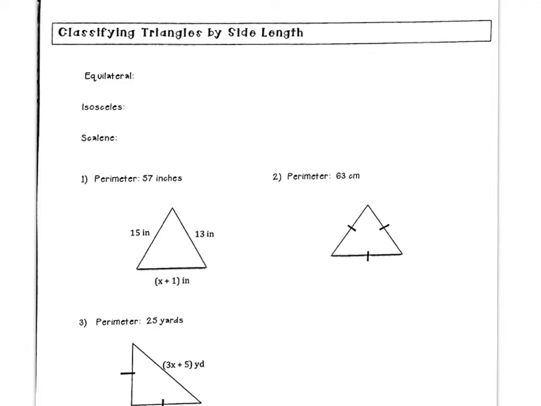Alright, hello again. Now we're going to be classifying triangles again, but we're going to look at their sides, not their angles. We're going to look at their sides. And there are only three ways to do this: equilateral, isosceles, scalene. So the first one, equilateral.